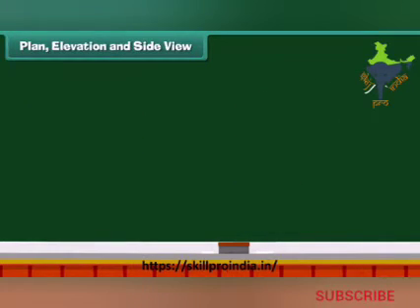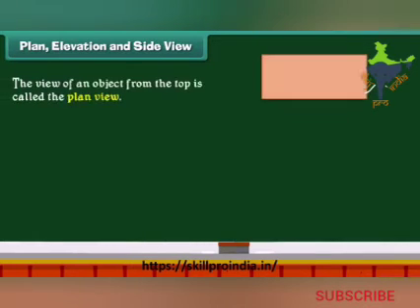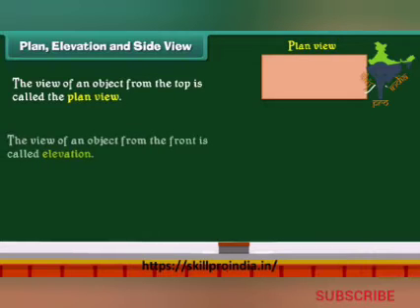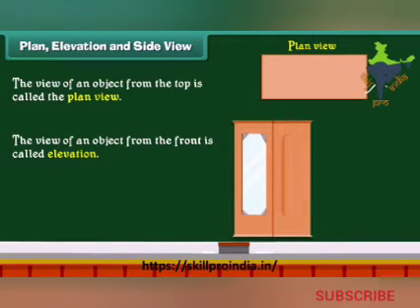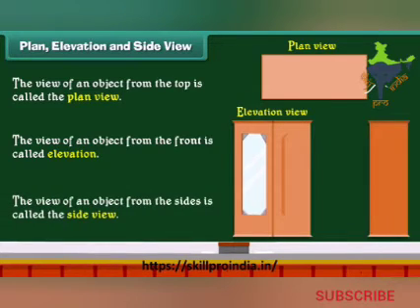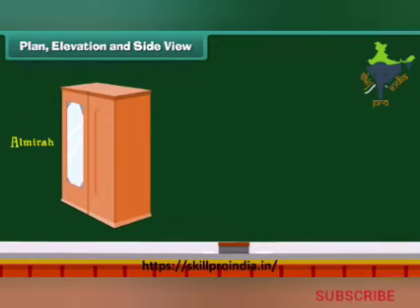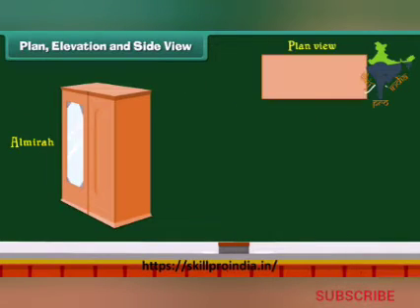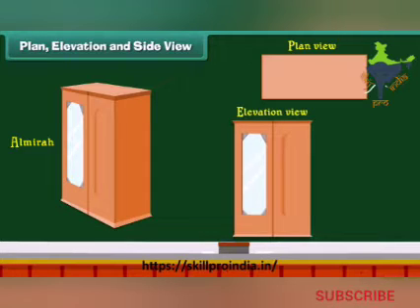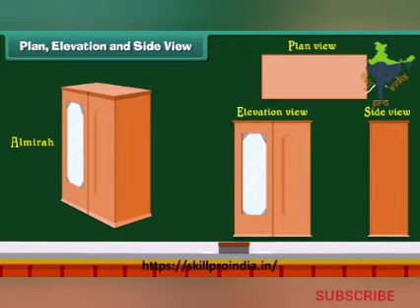Plan, elevation, and side view. The view of an object from the top is called the plan view. The view of an object from the front is called elevation. The view of an object from the side is called the side view. Look at this almirah. This is the plan view of the almirah. This is the elevation view, and this is the side view of the almirah.